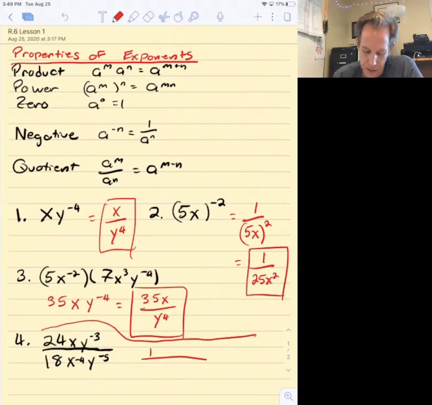So for the x's, on this top x, the exponent is 1. So we're taking 1 minus -4, which is a +5. So we have x to the 5th. And then for the y, same thing. In this case, we're taking -3 minus a -5, which is a +2. So it becomes y squared. So the answer is 4x to the 5th y squared over 3.